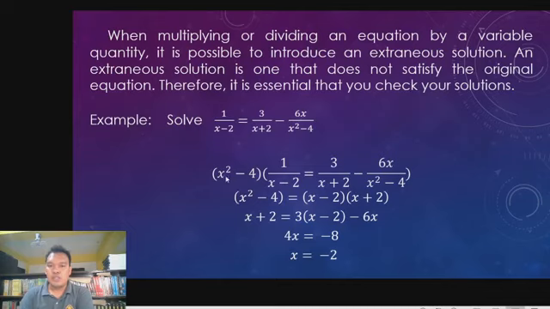Okay? So lalabas, pag multiply yan dyan, lalabas ay x squared minus 4 is equivalent kay x minus 2 times x plus 2. So, x plus 2 is equivalent kay 3 times x minus 2 minus 6x. Then, 4x is equivalent kay negative 8. So, x is equivalent kay negative 2. No? Okay.